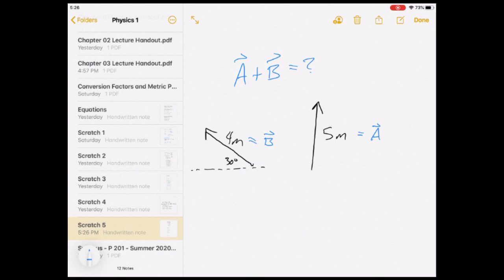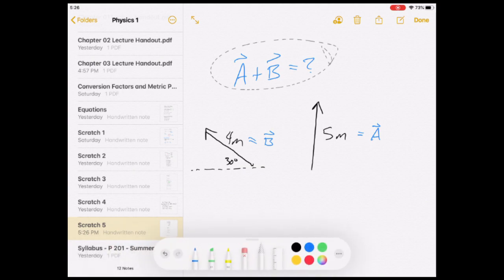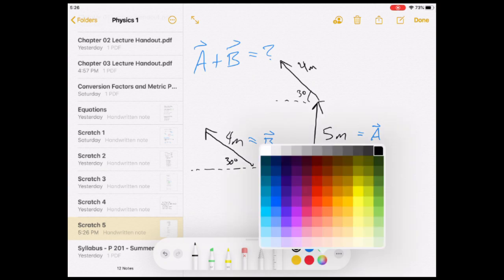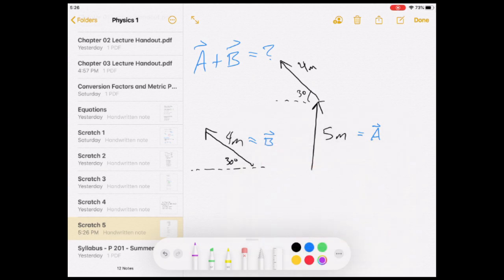Well, clearly I could add using graphical vector analysis, right? I could put 4 meters right here. There's my 4 meters. This angle, again, is 30 degrees. And it looks like my answer is going to point off like this. Something like that, right? Up and to the left and longer than 5 meters, but shorter than 9. If I'm very careful, I could measure this with a ruler and get pretty close.